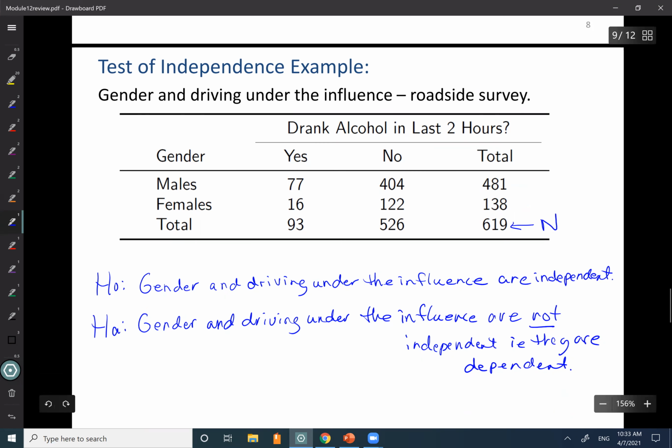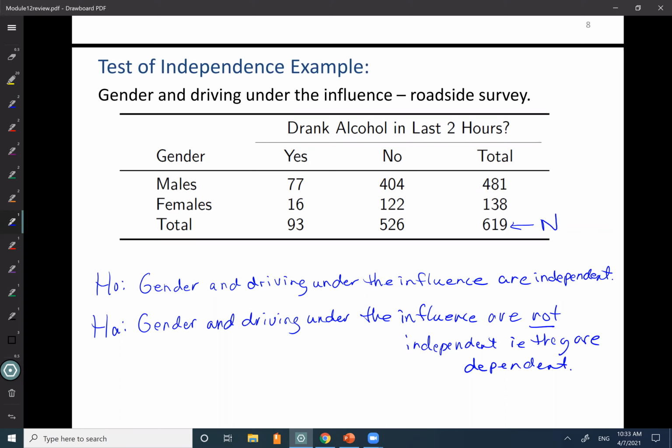So what do you think? Did they reject the null hypothesis, or did they not reject the null hypothesis? Because I already told you he won. So if there's a relationship, just think about it for a moment. If there's a relationship between gender and driving under the influence, then that means one, knowing gender, can give you information about driving under the influence and vice versa.